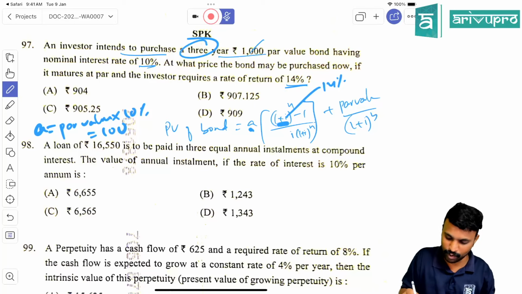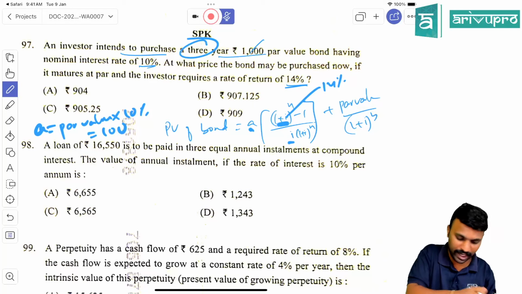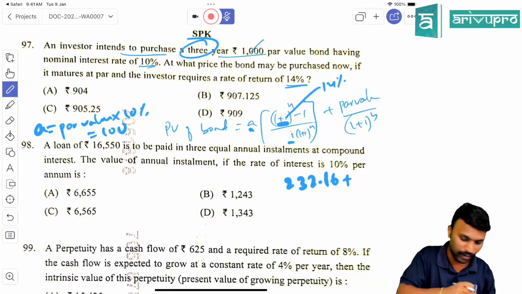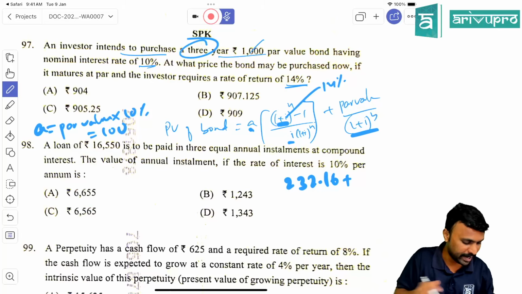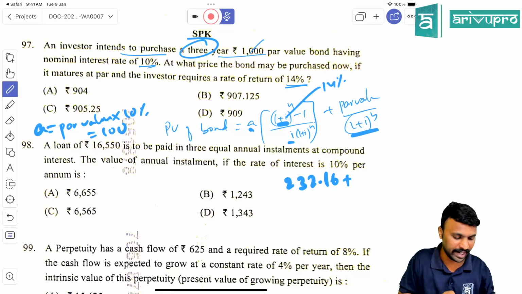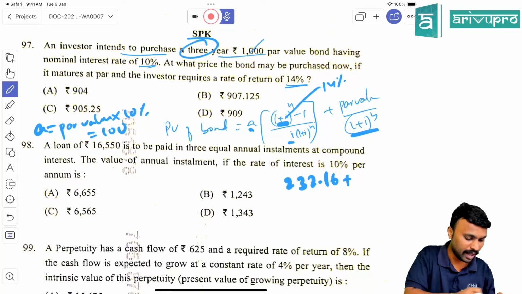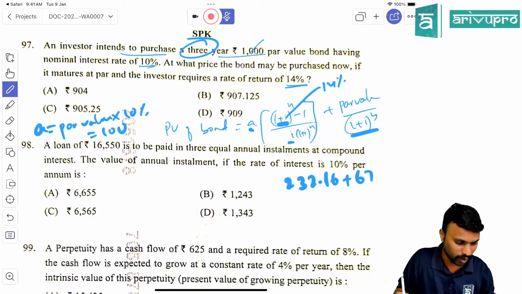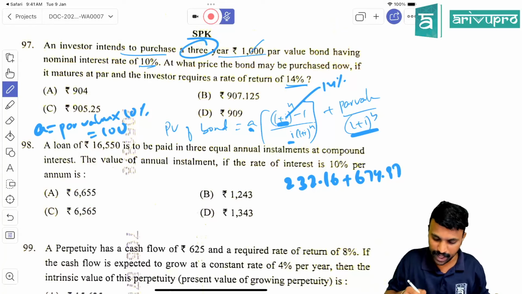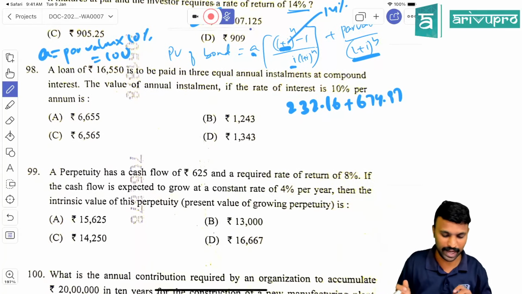Minus 1 divided by what is I? 0.14, again divided by MRC, then into A is 100. So that is 232.16 plus par value. First of all, find out 1 plus I whole power n. So 1.14, press into equal twice, take it up by dividing, and equal into par value is 1000. You get 674.97. Add that with 232.16, you get the result 907.13. That means option B is the nearest value.